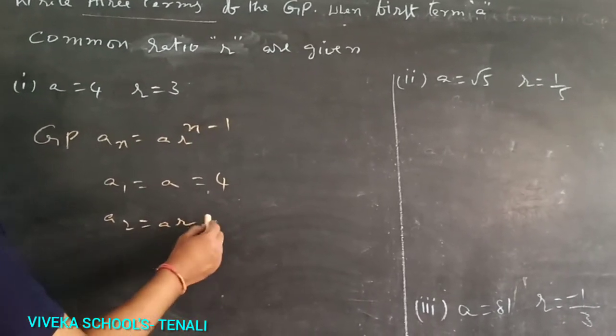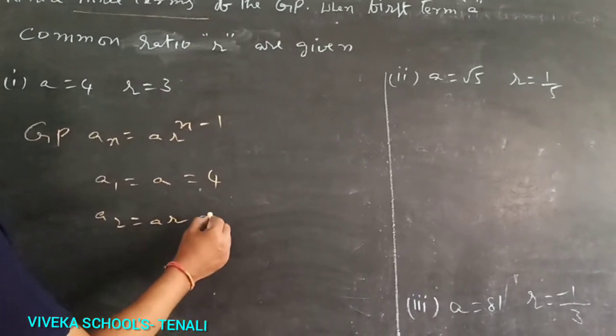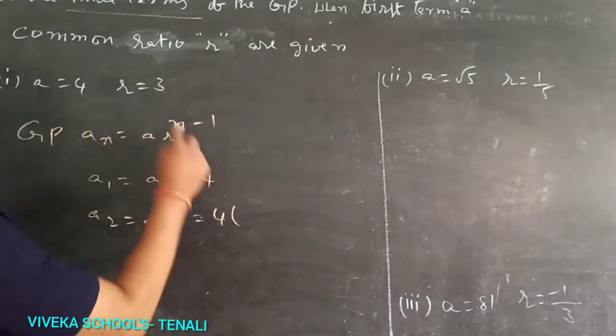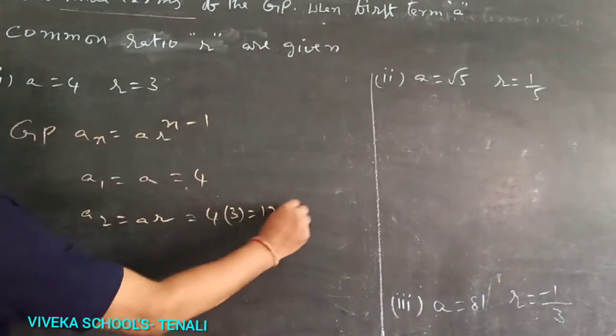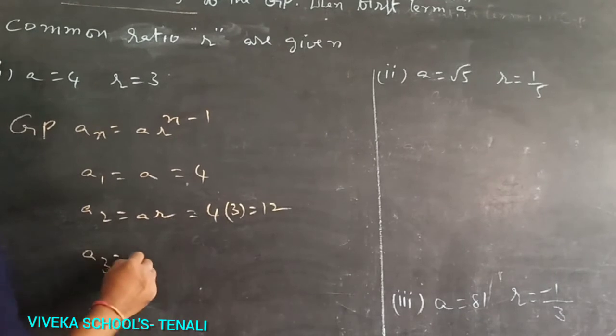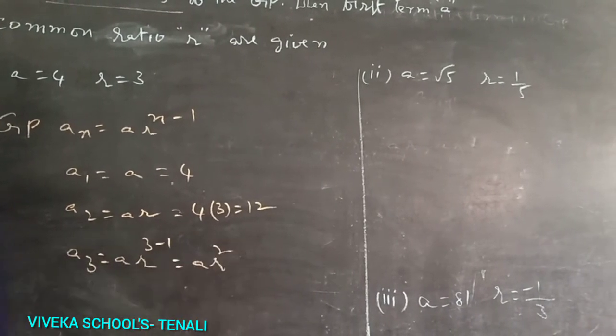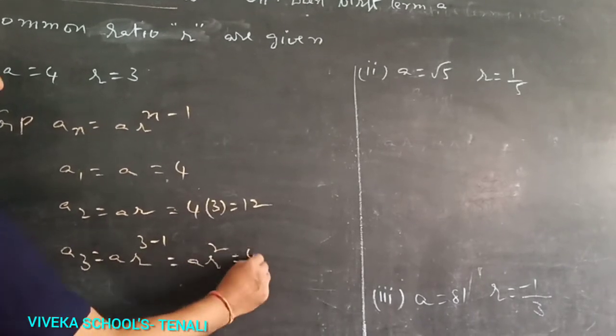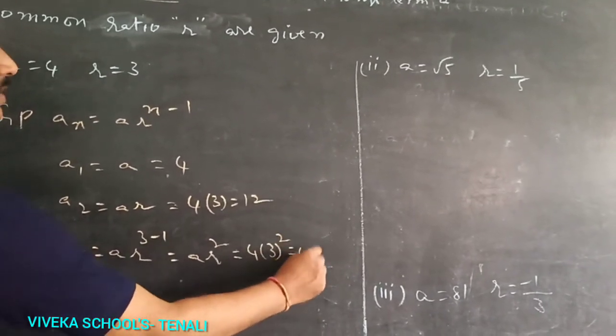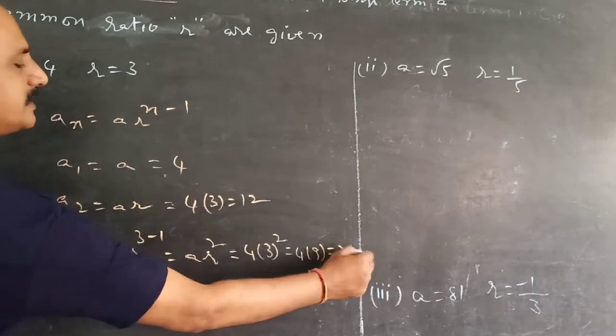Second term is AR. AR is equal to A value 4 into R value 3, 4 into 3, 4 3s are 12. Third term is equal to AR to the power of 3 minus 1, that is equal to AR square. AR square is equal to A value 4 into 3 square, 4 into 9, 4 9s are 36.